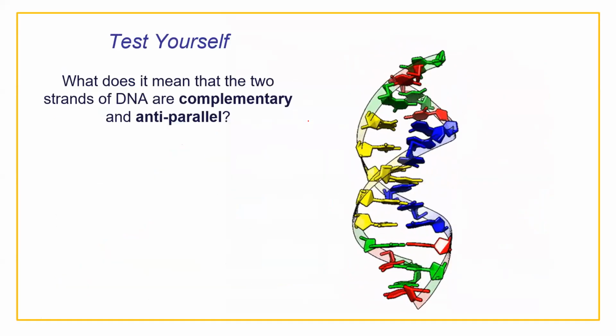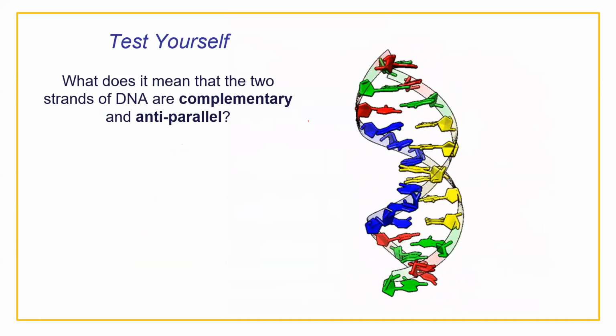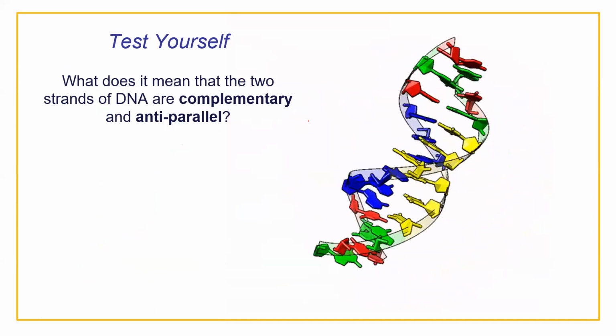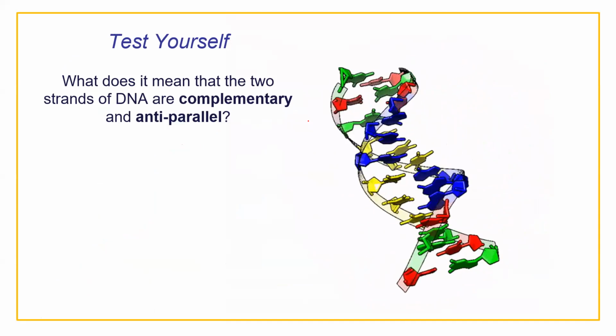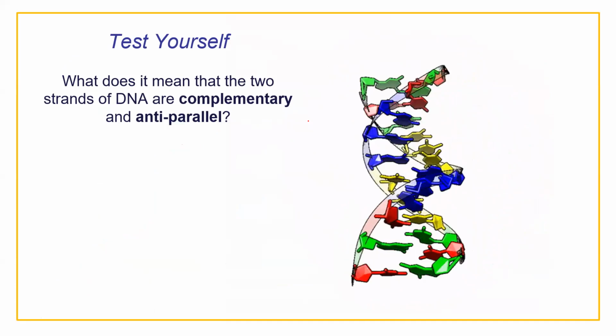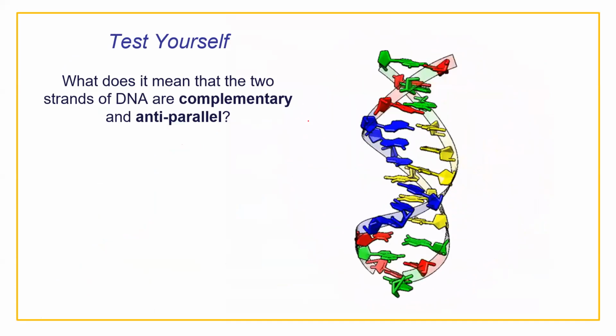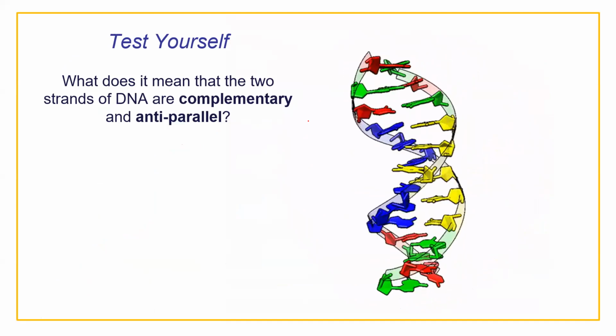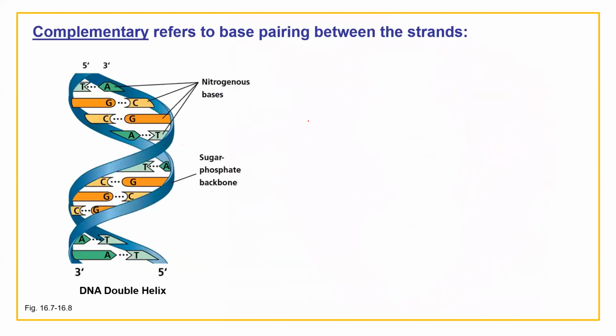So this is the question, right? I've had this question on final exams, and usually it's there in some form or another, whether it's a multiple choice question or an actual written question. So it says, what does it mean that the two strands are complementary and anti-parallel? So let's take a look at that. So complementary basically refers to the base pairing. So those two strands are not identical, but they're complementary. So the base pairing, right?